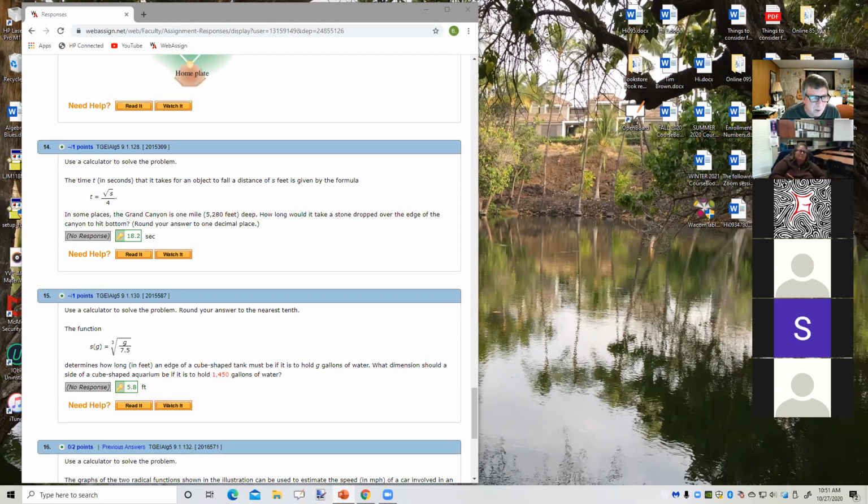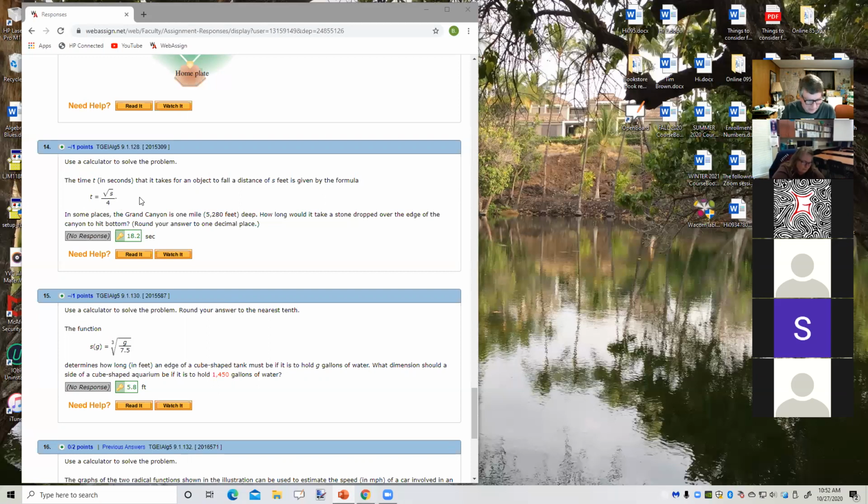All right. So s, up above, it says s is the distance in feet. So t is going to be equal to the square root of 5,280, all of that divided by 4. Now, it's important to note that the 4 is not inside of the radical. It is not the square root of 5280 over 4. It's the square root of 5280, over 4.